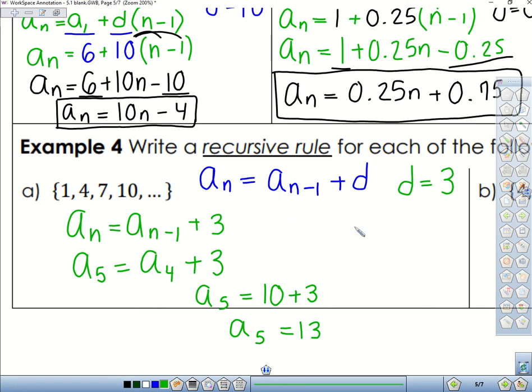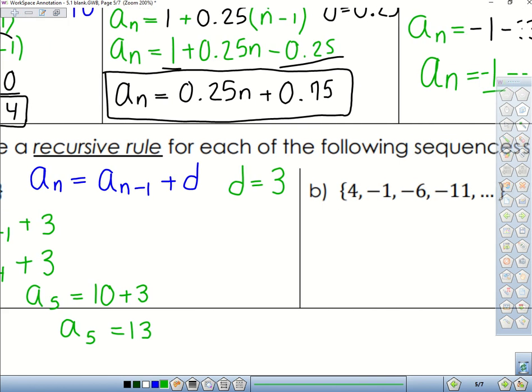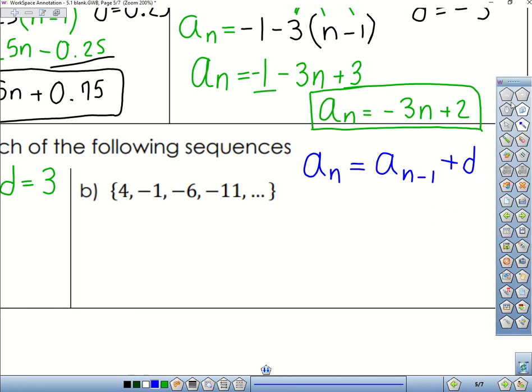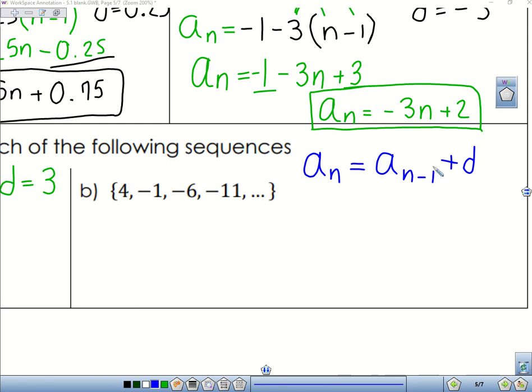So let's go ahead and write the recursive formula for the next one. So I'm going to use the general recursive formula, which is a sub n is equal to a sub n minus 1 plus d. That's right from your notes. And the only thing I can plug into this formula is what? D. In this case, d is what? -5 is correct.